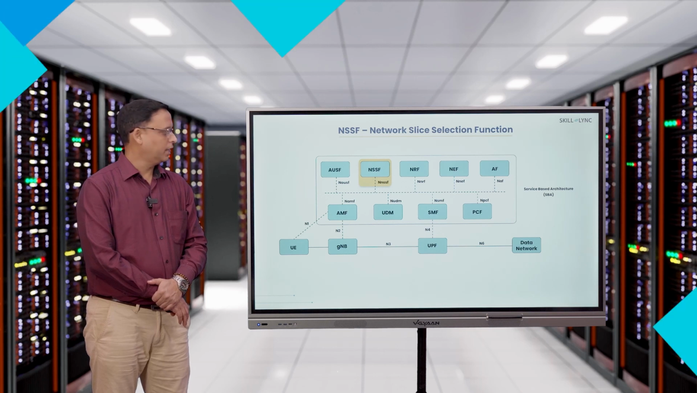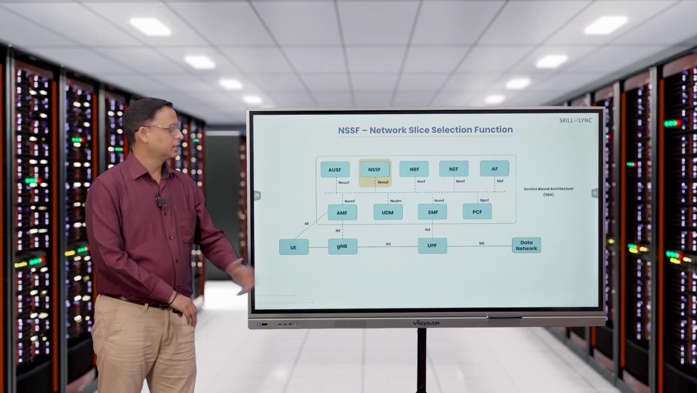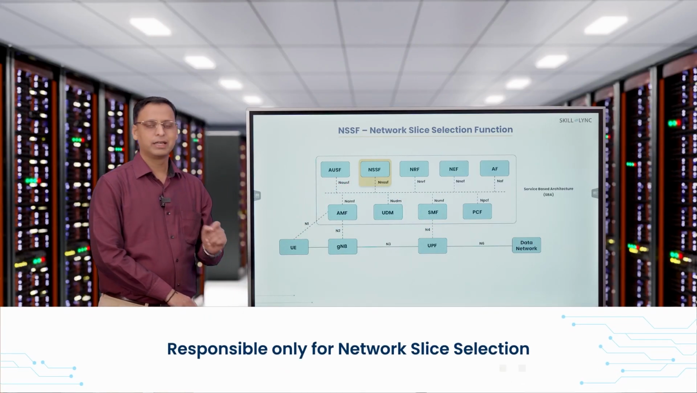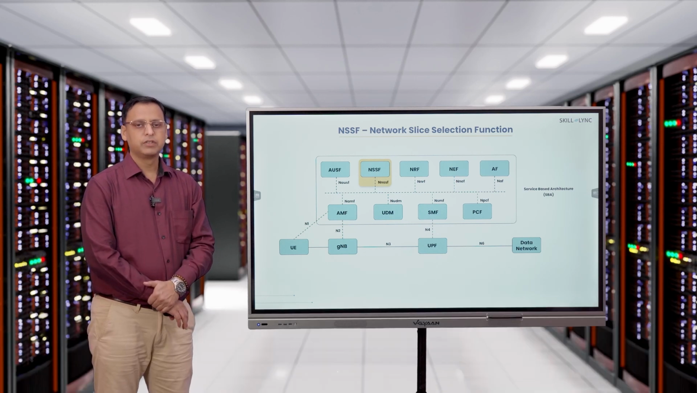Network slice selection function is a completely new network function which was not there in the previous generations of network. And it is responsible only for network slice selection. It doesn't do network slice management, which is typically taken care of by the orchestration layer.